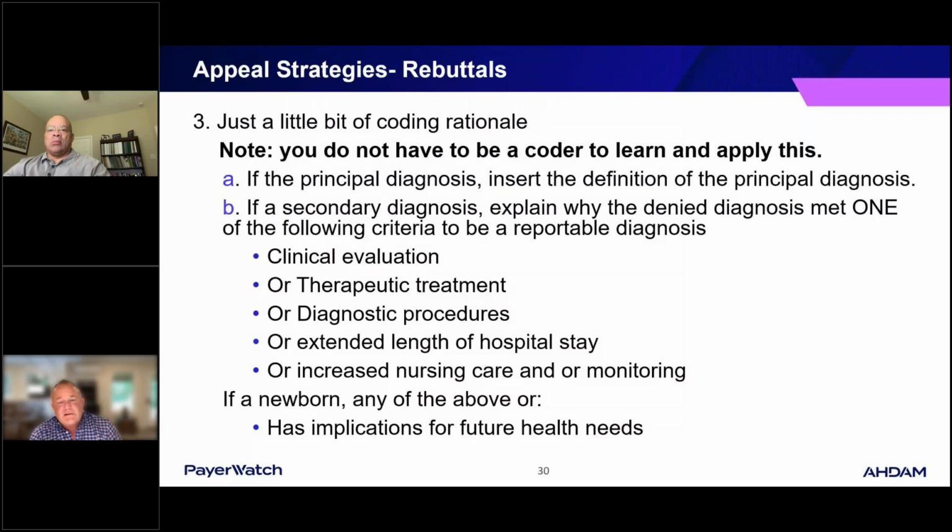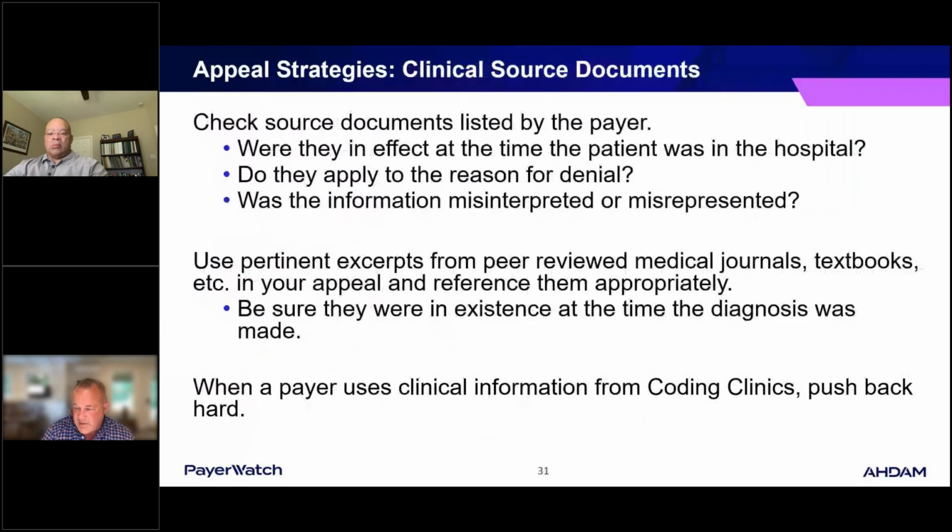Clinical source documents, as I said, the big thing that we're seeing is that they use the latest, greatest article that came out, and they're looking at a chart that was 3 years old. You look at the publication timestamp, it was 2025. The record happened in 2022. Does the information actually apply to the reason for the denial?